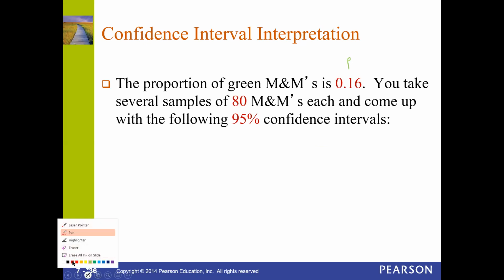Let me use a different color. P, this is for population, okay? I need the red one. So P, for example, is equal to 0.16. I know this is given to you, but we're going to do something. Assuming it is unknown, let's see what happens. Assuming this one was unknown, we only know 0.16 on this side.